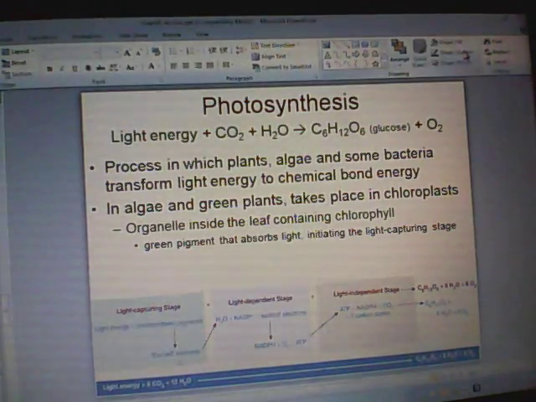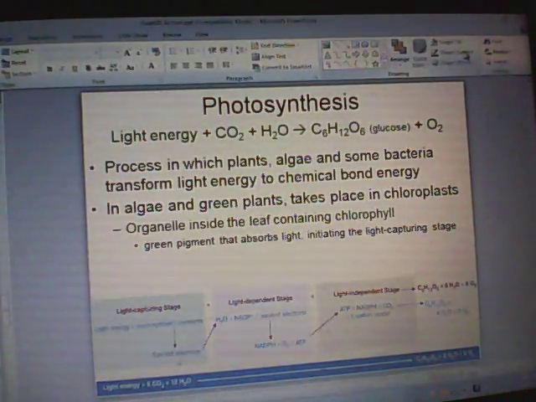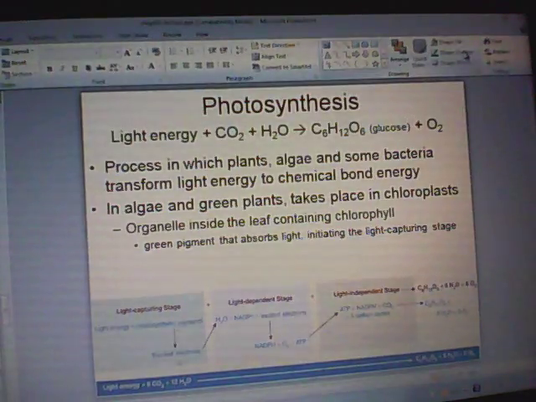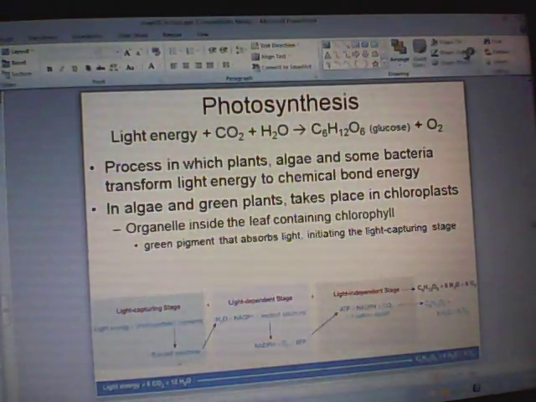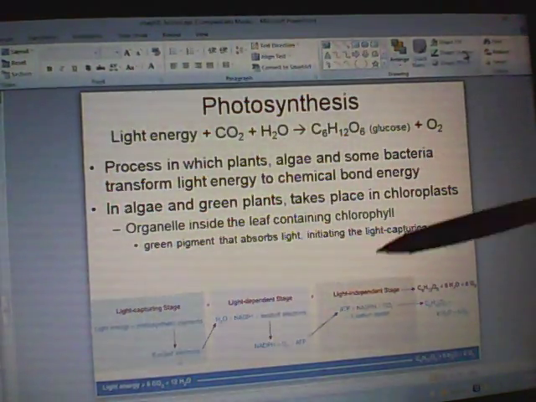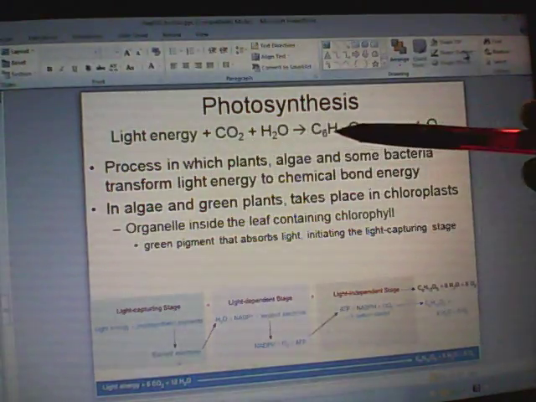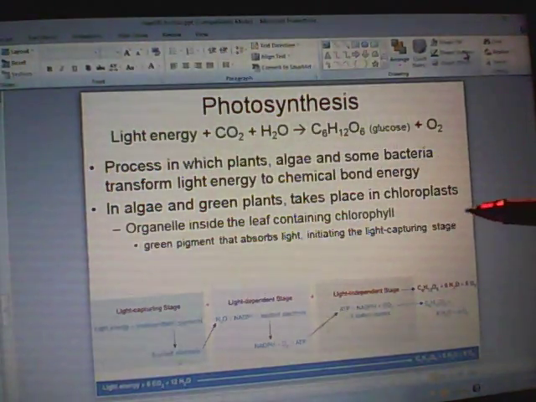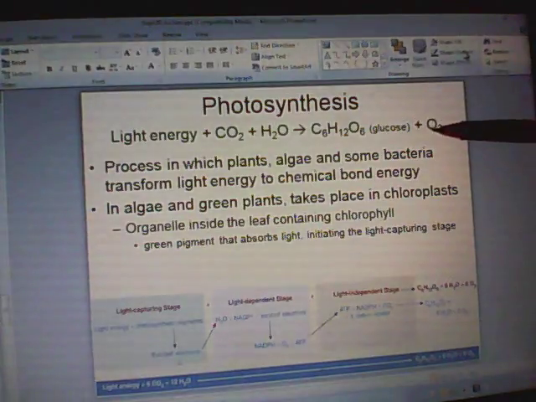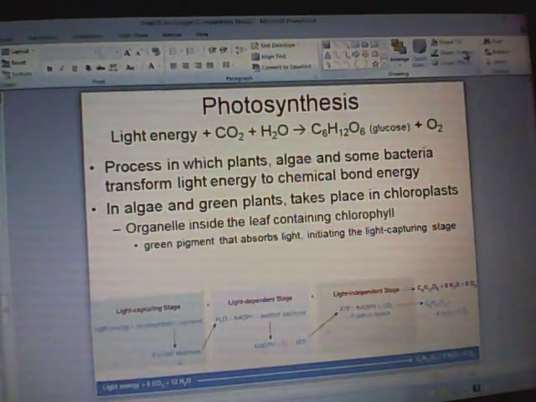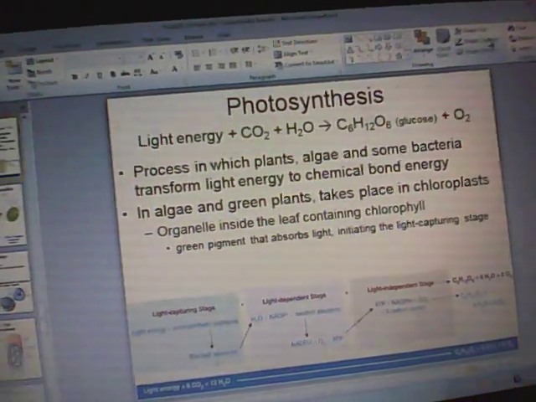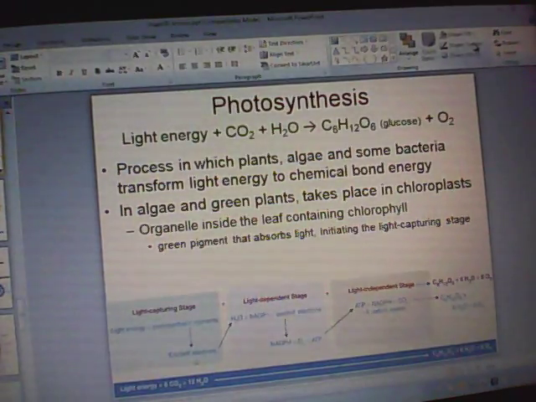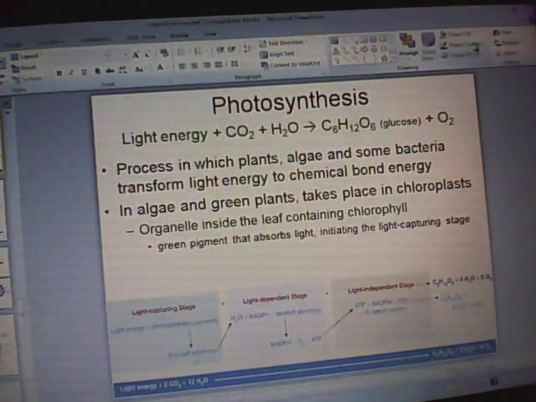So both processes require 3 steps in order to generate ATP. If you see this equation here, you should be able to point out that this is the equation for photosynthesis, knowing that light energy and carbon dioxide with water gives us glucose and oxygen.